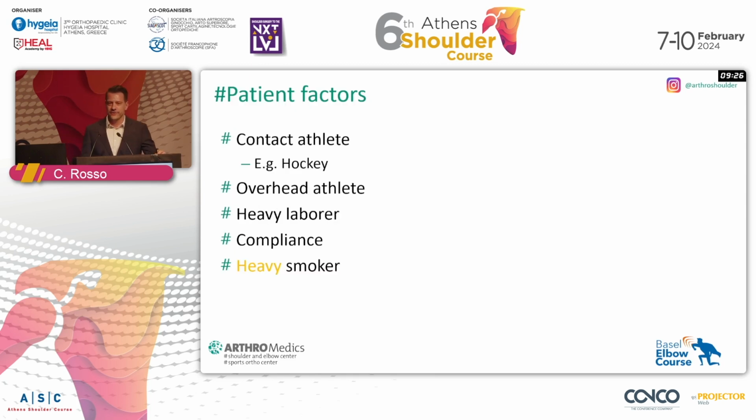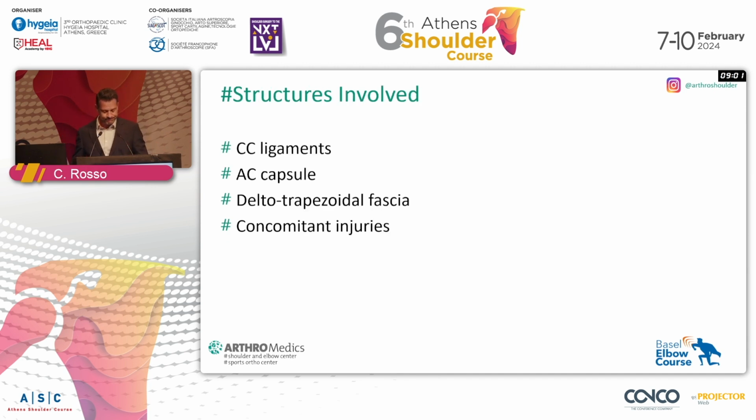So patient factors is one. We already discussed that during the earlier session. One is contact athlete. Is it a contact athlete that we're treating? Is it an overhead athlete that we're treating, a heavy laborer with weights over 25 kilograms? How's the compliance of the patient? And is it a heavy smoker? It's yellow because you can already tell by the fingers if someone is a heavy smoker, because they're yellow.